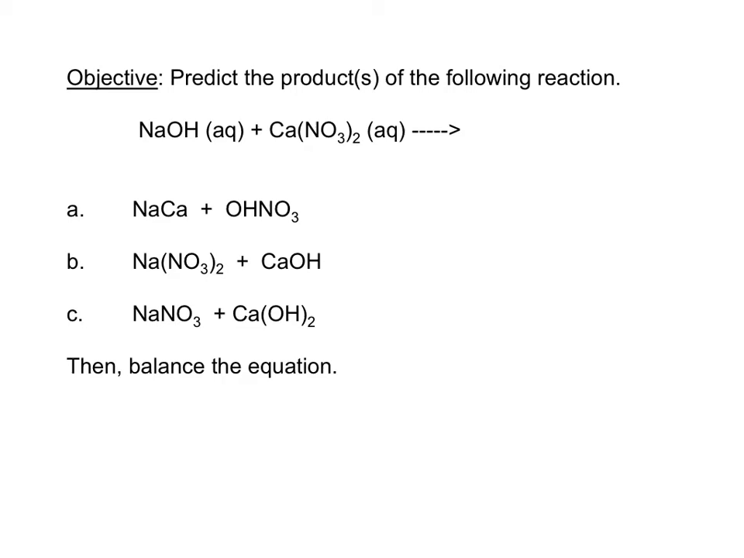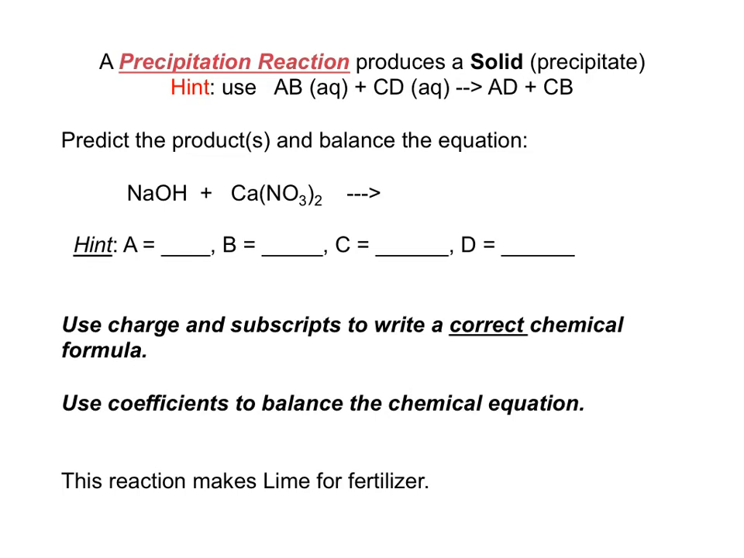Stop the video and predict the products of this reaction. Remember, this reaction is a double replacement reaction. And the answer is... Here's what's happening. In a double replacement reaction, compound AB reacts with compound CD. A combines with D to form one product. C combines with B to form the second product.